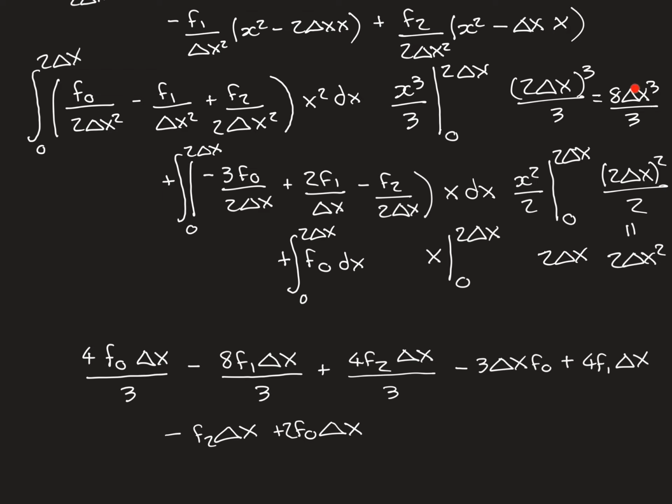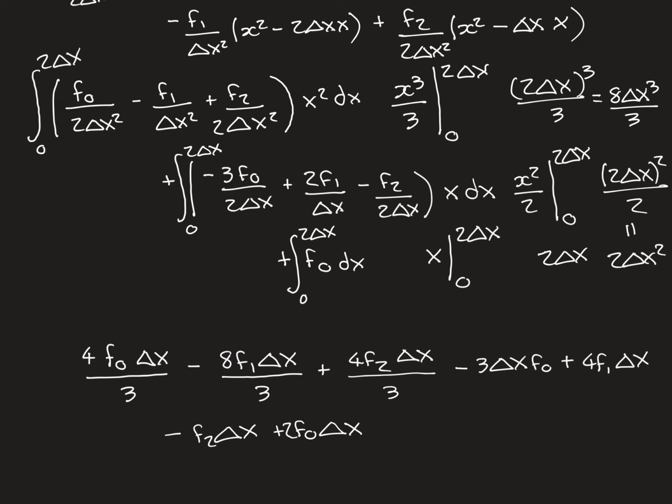So let's multiply this by all of this. This one times this one. So we're going to get f0. The 8 is going to cancel with the 2 to give us 4, so we've got 4 f0. Then delta x cubed is going to cancel with the delta x squared to just leave delta x. And then you're still going to have this 3 here, so over 3. So that's where that bit comes from.